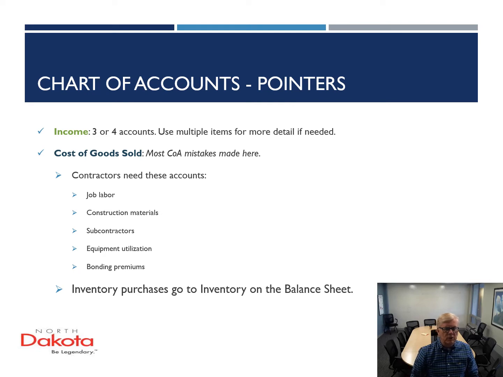I want to mention this here for contractors. The cost of goods sold section is where a lot of contractors can use some pointers. So let's put them here. If you have job labor, construction materials, subcontractors, equipment utilization, how you track the cost of your equipment, and any bonds you have to pay, those are all cost of goods sold and not an expense. It's really helpful as you look at your reports if you haven't categorized that way.